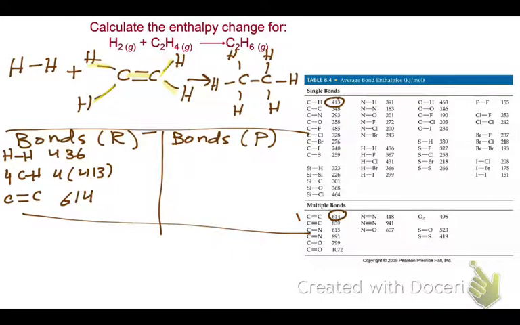Now for the products, let's see what we have. We have 1, 2, 3, 4, 5, 6. So I have 6 carbon-hydrogen bonds. So this is 6 times 413. And I have one carbon-carbon single bond, and that is 348.